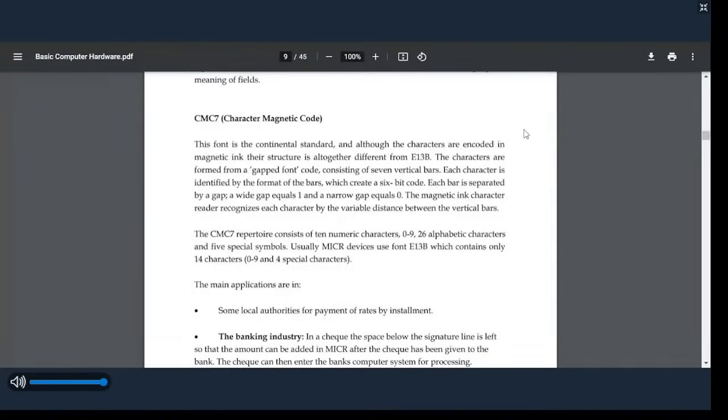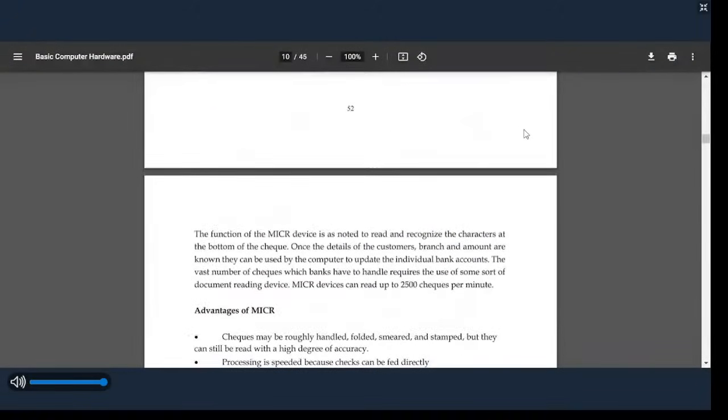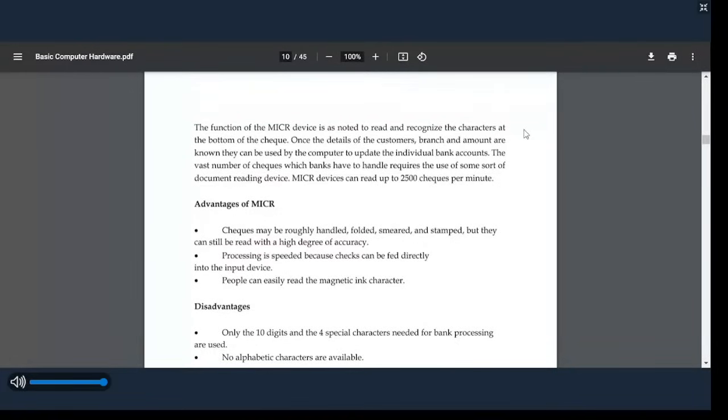So the magnetic ink character recognition is used in checks. Advantages: checks may be roughly handled, folded, smeared, and stamped, but they can still be read with a high degree of accuracy. Processing is speeded because checks can be fed directly into the input device.